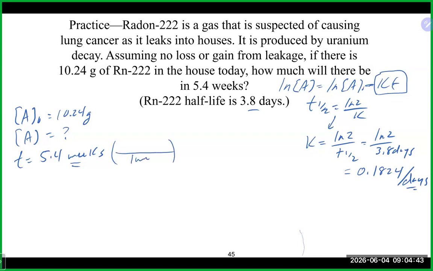So 1 week is 2 days. No, 7 days. Wishful thinking. There you go. 37.8 days in this case. Now we have both of these in the same unit, so everything should cancel out correctly.